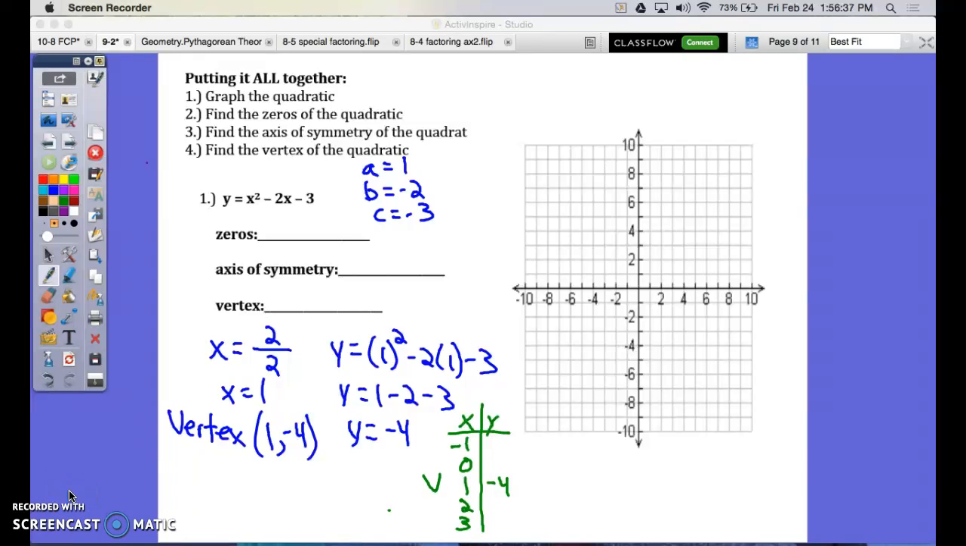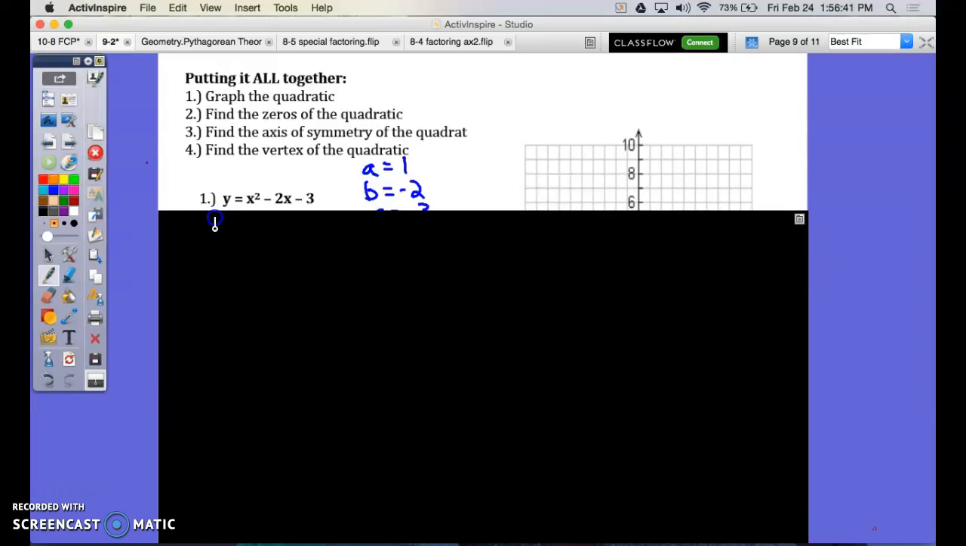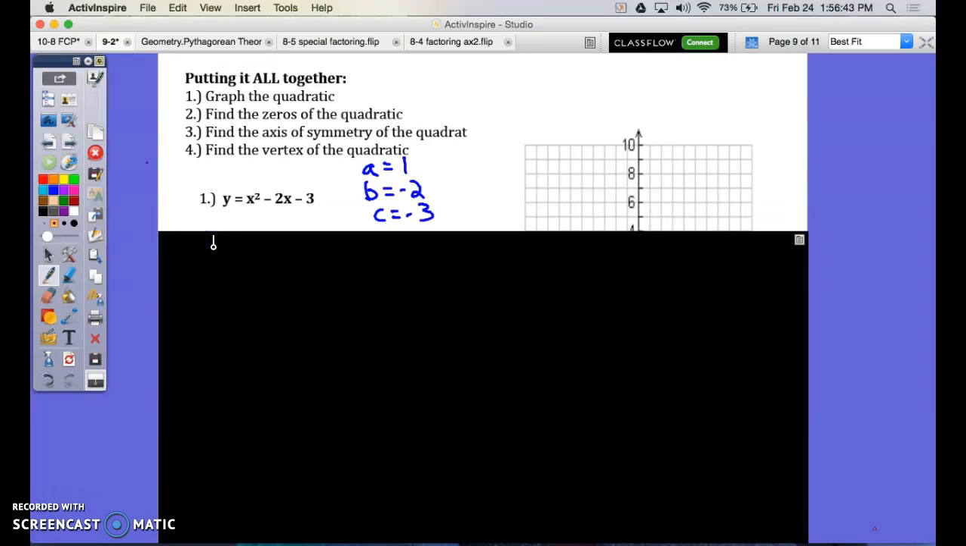All right, now let's go ahead and put this all together. So this is where I was talking about how we're going to combine section 9.2 with 9.3. So we have a equal to 1, b equal to -2, c equal to -3. And first of all, I would recommend to find the vertex. So why don't everyone right now pause it, find the vertex using x equals -b over 2a.